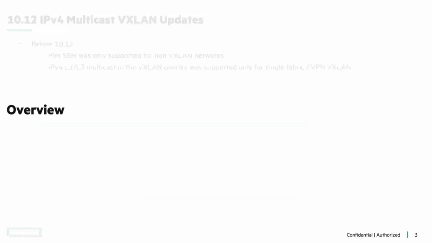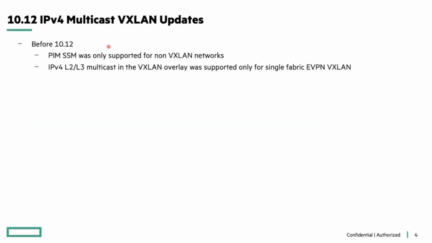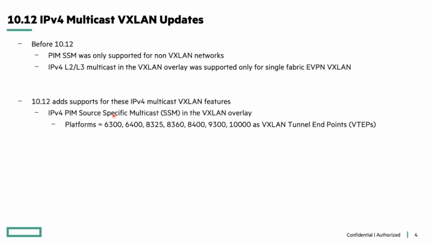Overview-wise, before 10.12, PIM SSM was only supported for non-VXLAN networks, and IPv4 layer 2 and layer 3 multicast in the VXLAN overlay was only supported for single fabric EVPN VXLAN. What's new with 10.12? We now add support for PIM SSM in the VXLAN overlay.